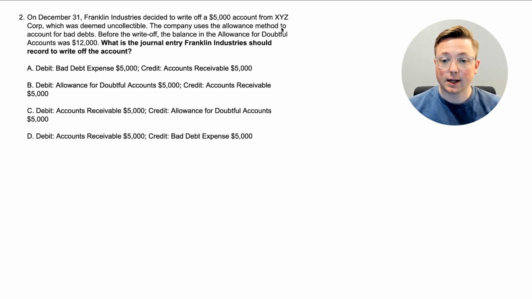The company uses the allowance method to account for bad debts. Before the write-off, the balance in the allowance for doubtful accounts was $12,000. What is the journal entry Franklin Industries should record to write off the account? Okay, so they're using the write-off method, and so they're writing off this receivable that they don't think is going to be collected. What is the journal entry for that?